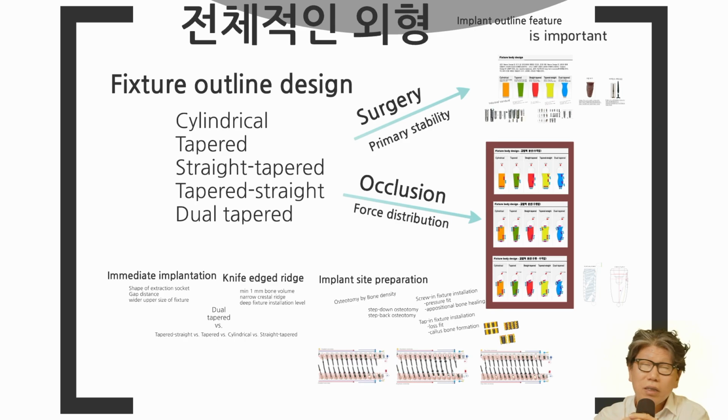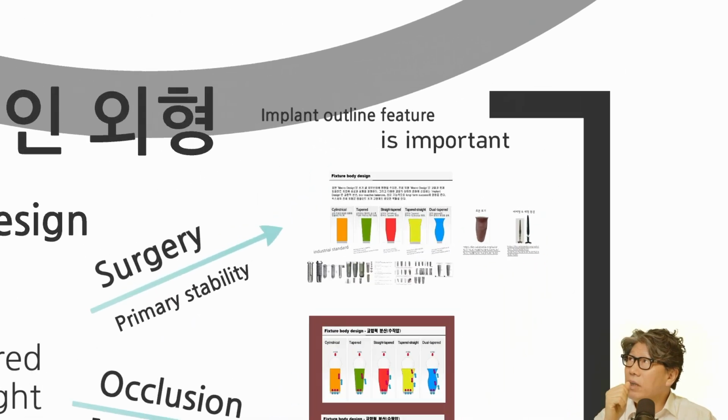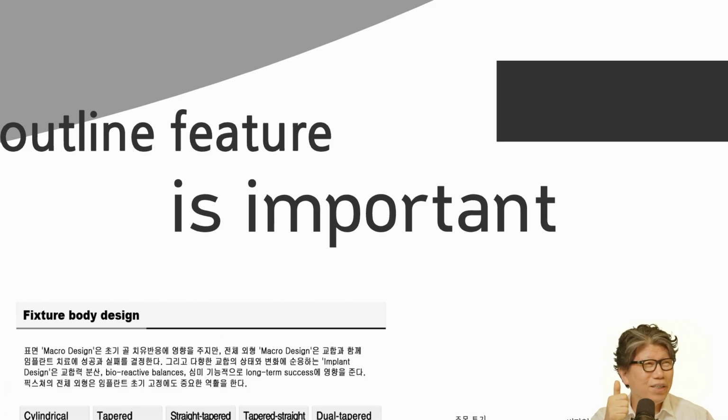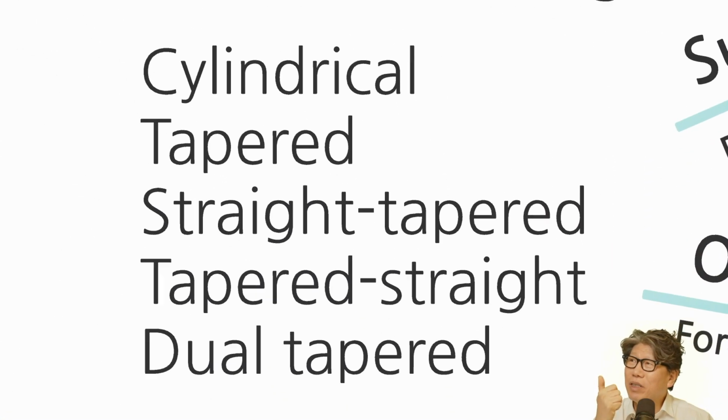First, let me talk about the overall appearance. The overall appearance is the first point. It's important. Very important. The outline design consists of about 5 types. One is cylindrical, the second is tapered. There is also a straight tapered shape where the top is tapered and the bottom has a straight shape. The outline design of our S-lock is dual tapered. The appearance of the implant is really important.